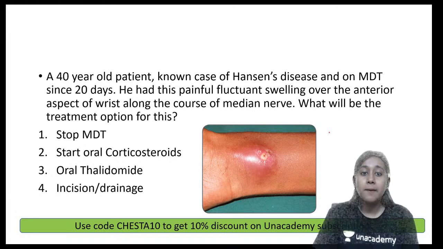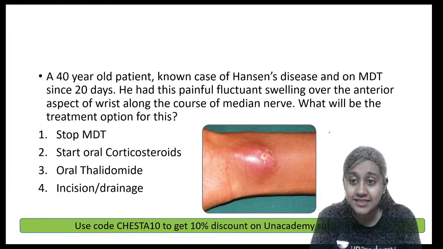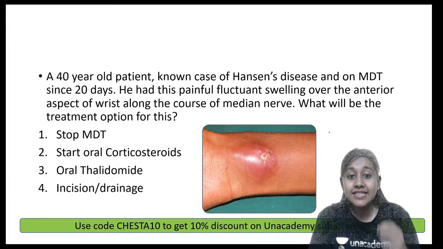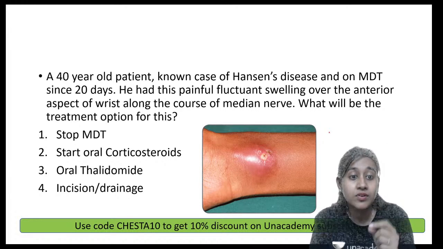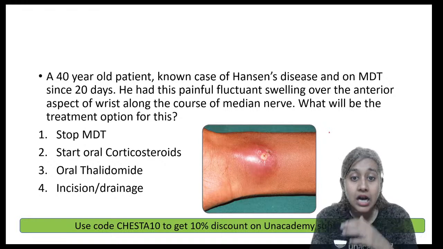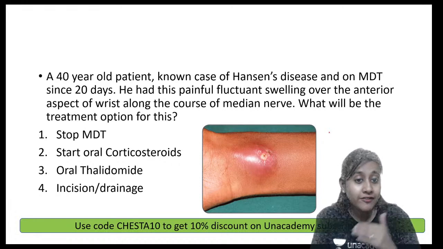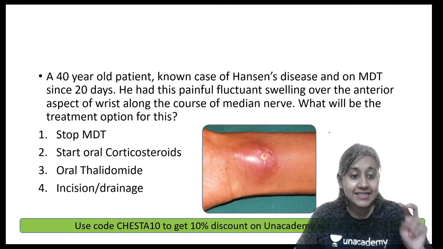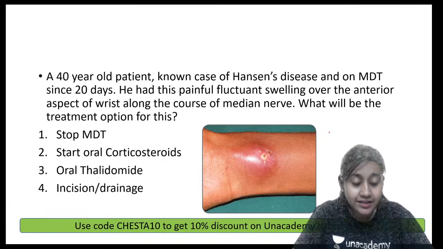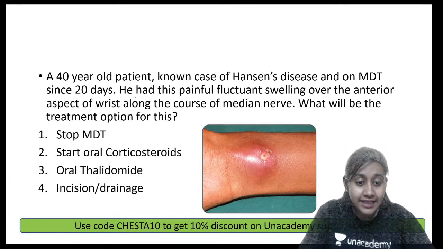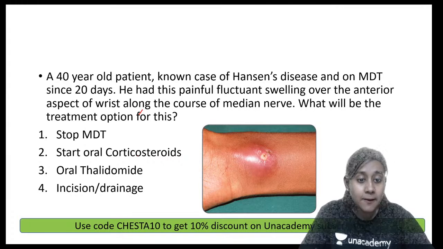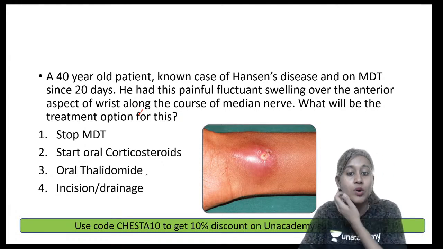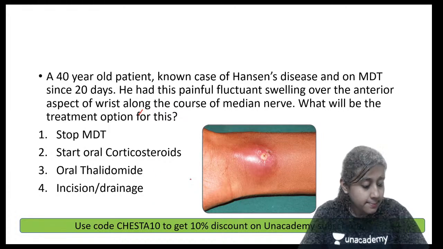A 40-year-old patient, known case of Hansen's disease on MDT since 20 days. He had this painful fluctuant swelling over the anterior aspect of the wrist along the course of the median nerve. What will be the treatment option here? First, stop MDT. Second, stop oral corticosteroid. Third, oral thalidomide. And the last one is incision and drainage. So please answer this question. Which is the treatment of choice in this particular case?